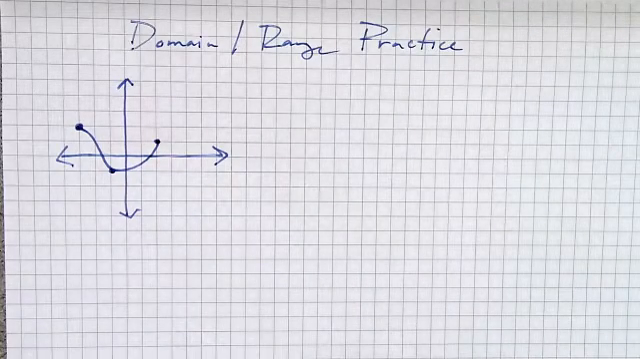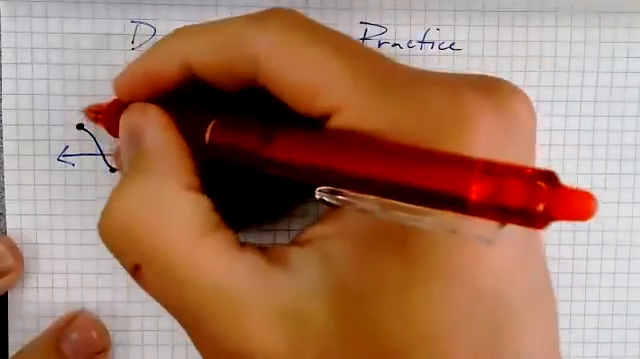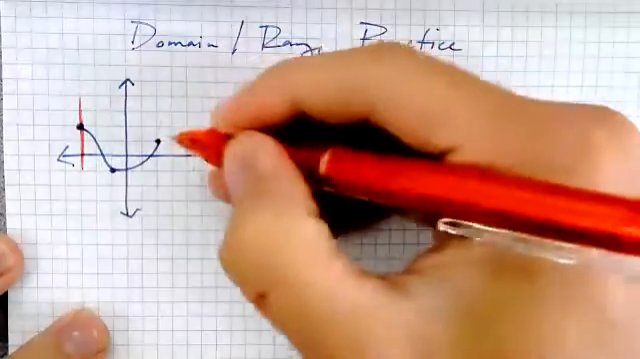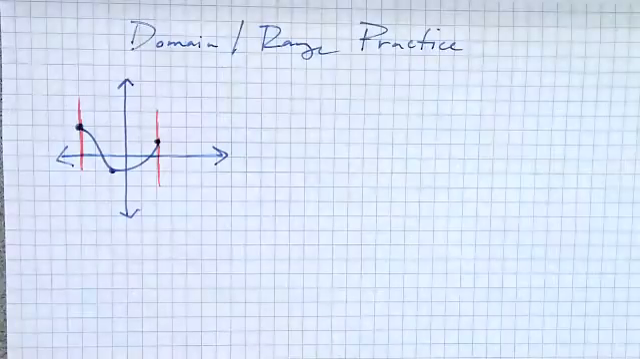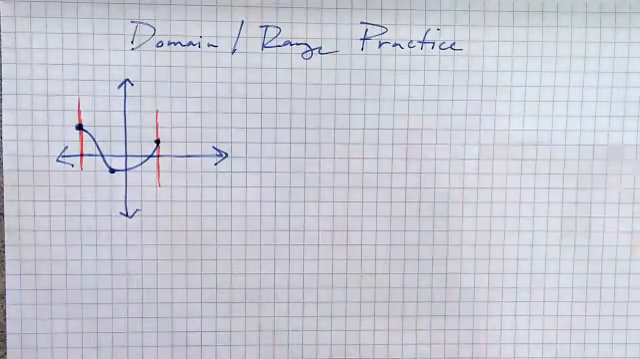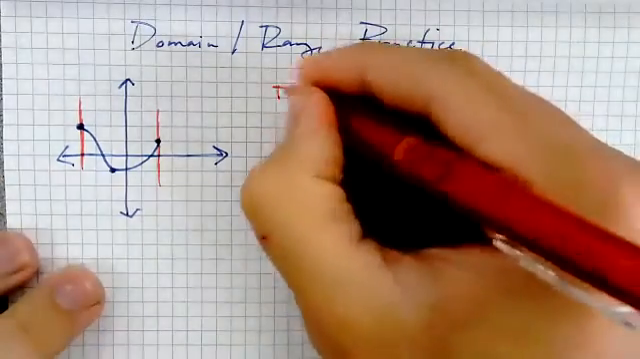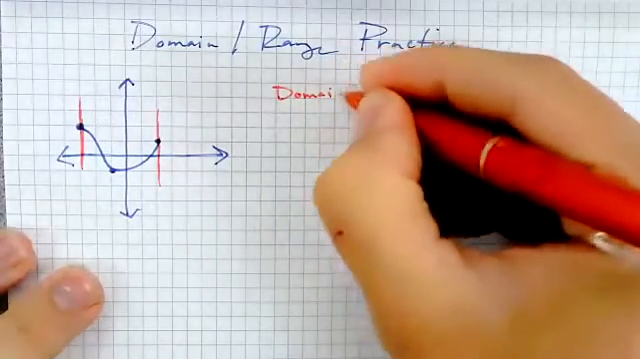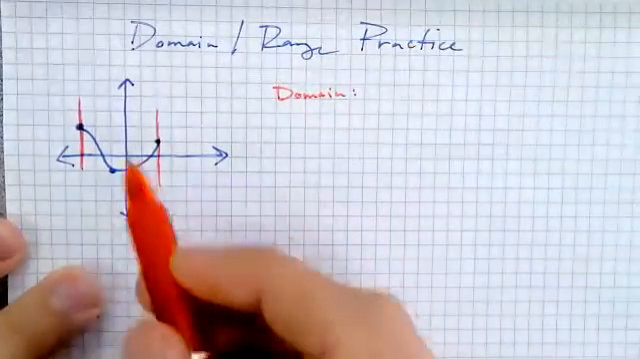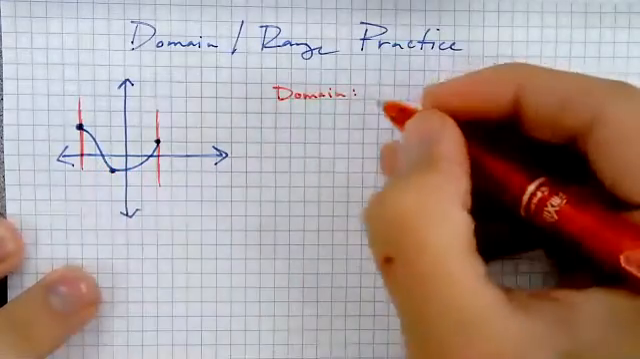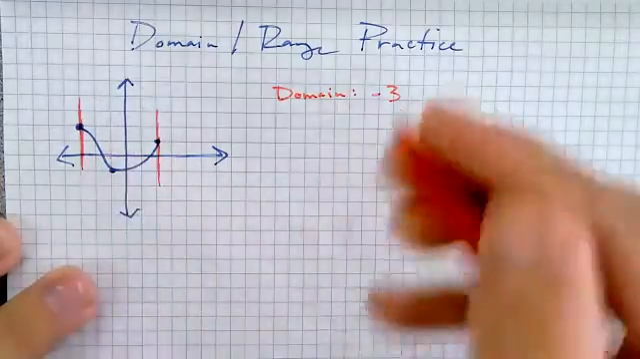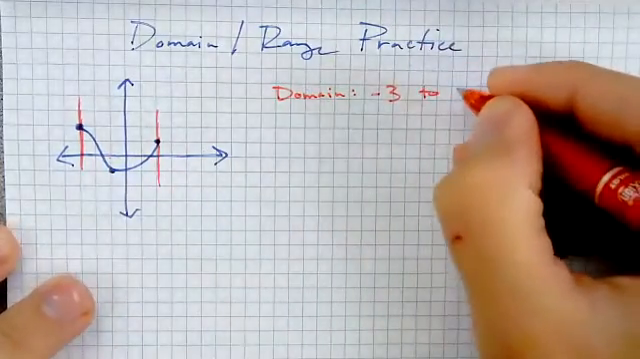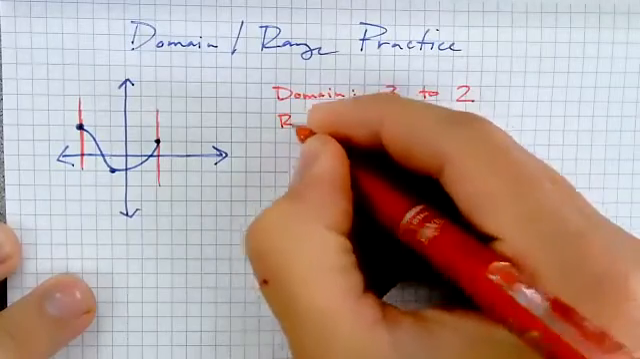Okay, so remember, domain, we're looking for our furthest value to the left, then our furthest value to the right. So it's important that we know it always goes from left to right. So for domain, furthest value to the left is at -3. Furthest value to the right is at 2. So we would say domain from -3 to 2.